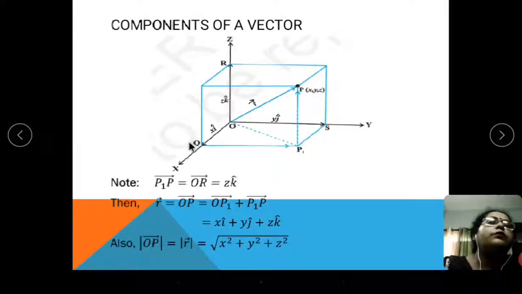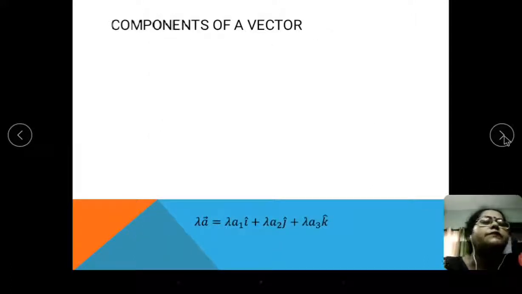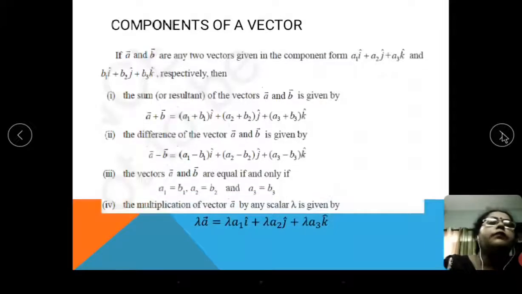Again, we see that this is a right angled triangle, and now OP1 square is going to be x square plus y square. So r square comes as x square plus y square plus z square, and therefore the magnitude of the vector is root over x square plus y square plus z square. Once again, a very important relation which we come across in many discussions. And next we talk about some more results using these components.